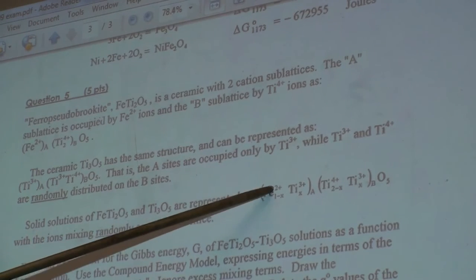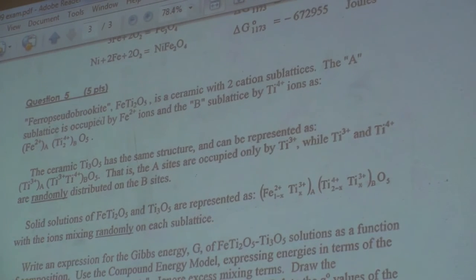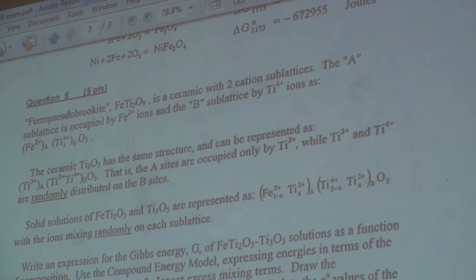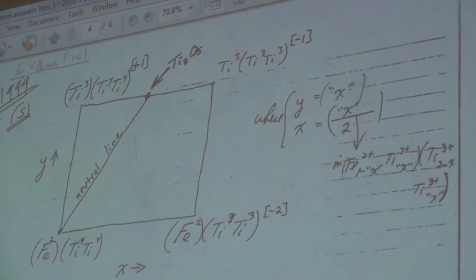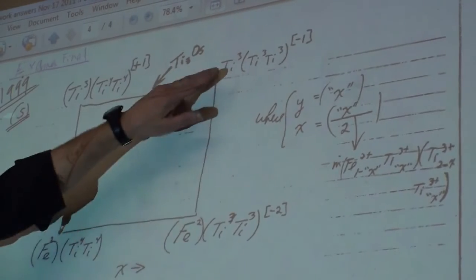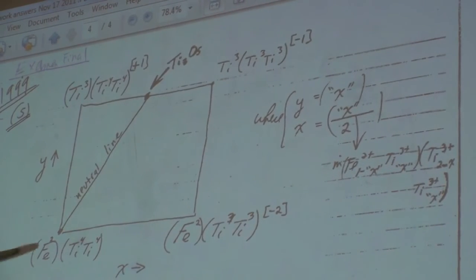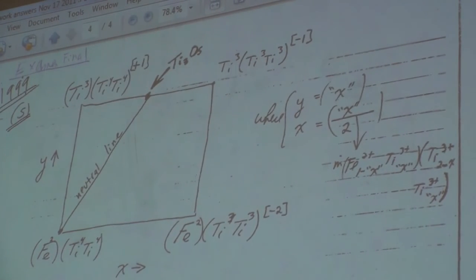The solution here is iron 2+, titanium 3+ on that lattice, and titanium 4+, titanium 3+ on that lattice, with one site on this lattice and two sites on that lattice. These are the end members then: 2+ and 3+ on that lattice, and 4+, 3+ on that lattice. This is neutral. These are all hypothetical charged compounds.